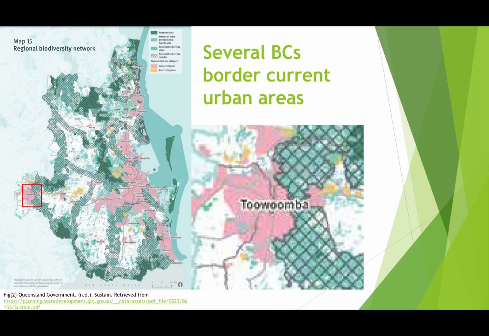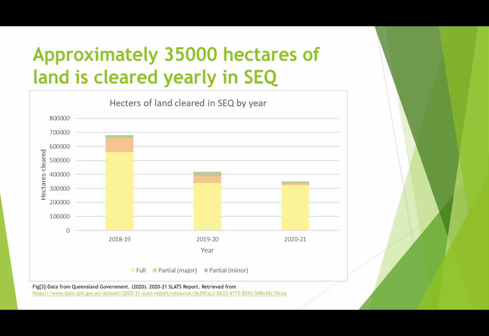In southeast Queensland, as can be seen in Figure 2, there are several key biodiversity corridors. Much of the land in these biodiversity corridors is not protected areas and borders on urban areas, such as the highlighted corridor near Toowoomba. These biodiversity corridors face several pressures from this. Firstly, many of these biodiversity corridors already intersect with roads, and with the lack of protected land and urban expansion, they risk being cut off entirely by this expansion.